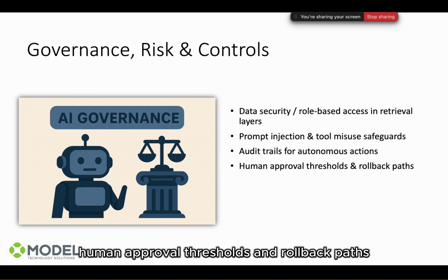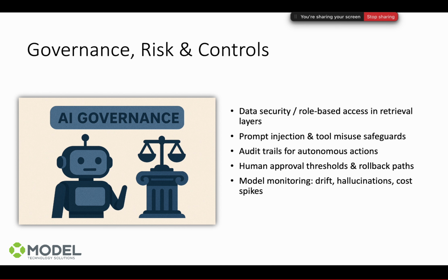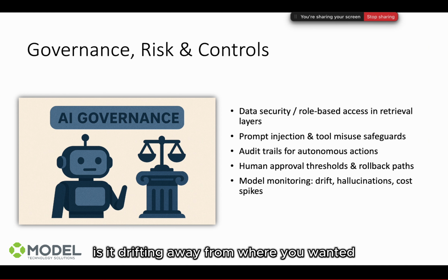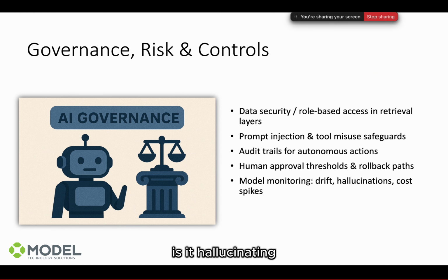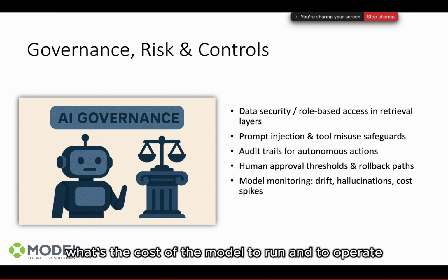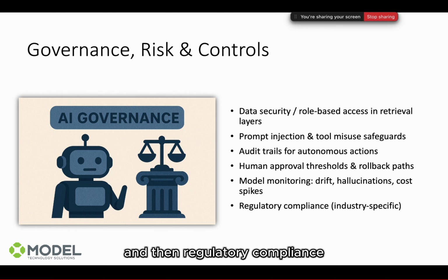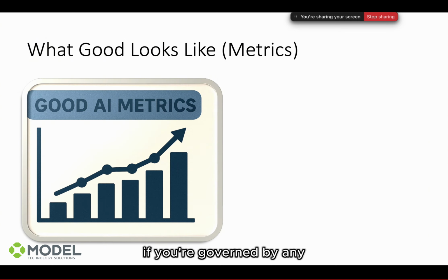Human approval thresholds and rollback paths. Model monitoring, meaning is it drifting away from where you wanted the original intent to be? Is it hallucinating? What's the cost of the model to run and to operate? And then regulatory compliance, and this is going to be very industry specific if you're governed by any.